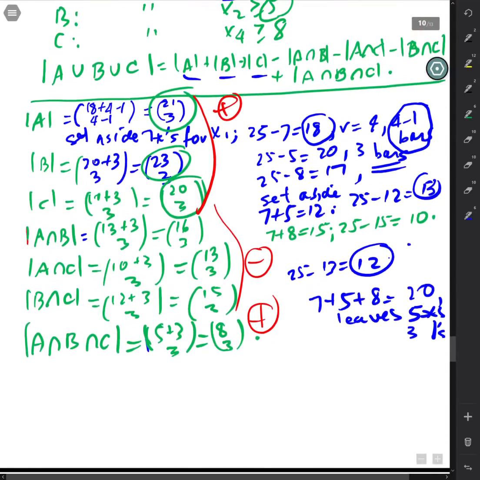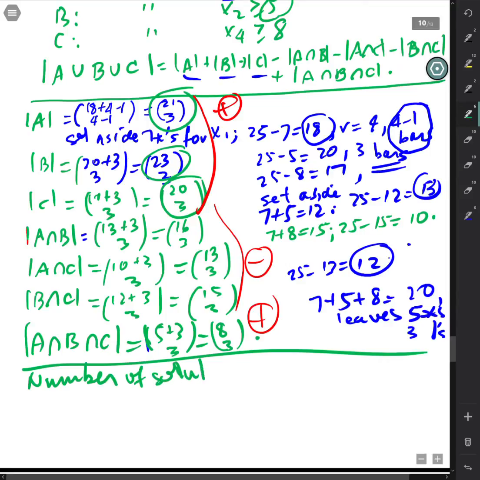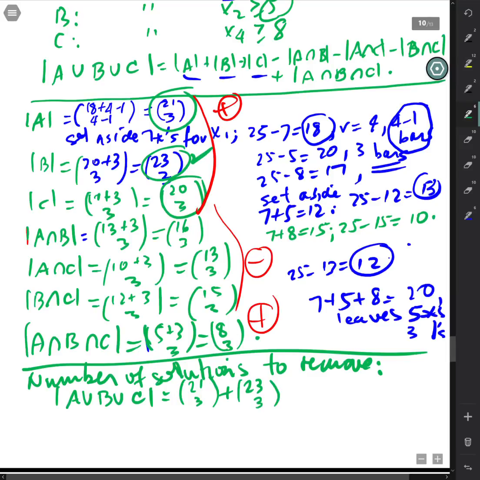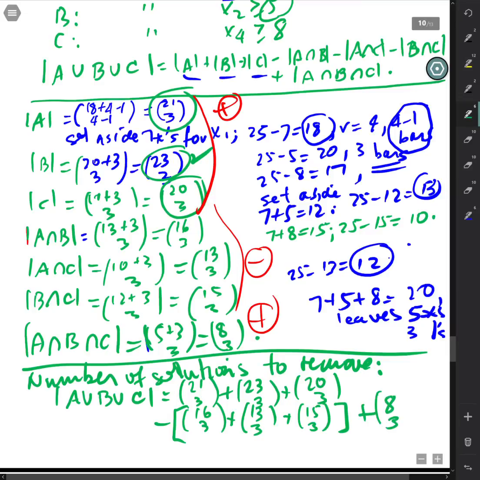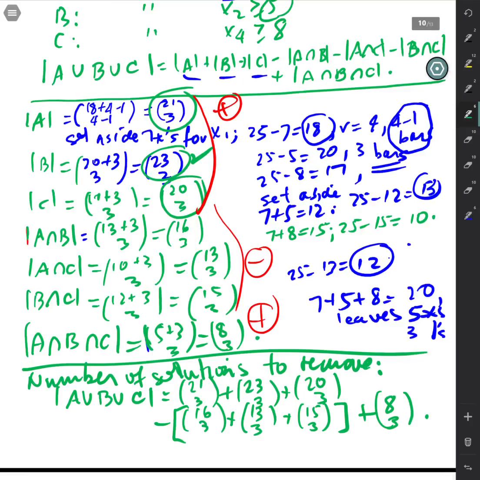So in the inclusion-exclusion, the number of solutions to remove is A union B union C, combining all the sets, the number in there, and we'll add these and get 21, choose 3, plus up here now 23, choose 3, plus 20, choose 3, minus 16, choose 3. I'll put a bracket here and add these: 13, choose 3, plus 15, choose 3, and then plus 8, choose 3. So that's how many to remove. Those are the ones that are bad.